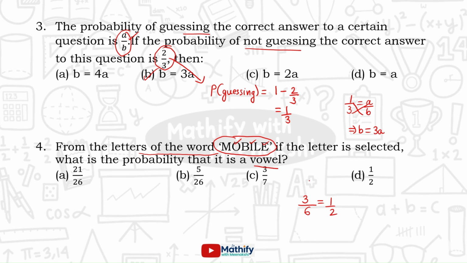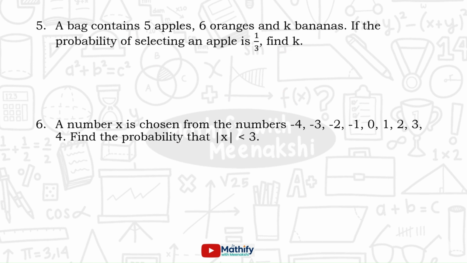So you have to see this word carefully, that from where we are selecting. We are selecting from the word mobile. If it's not written, then we'll see all the English alphabets, that is 26. Let's move to next question.